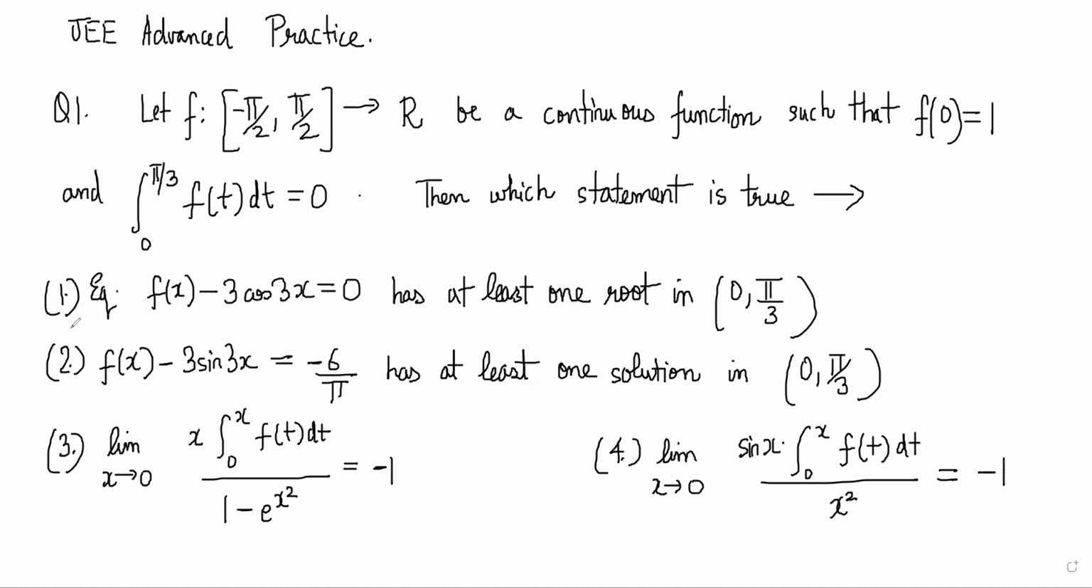Now, if you look at the first two options, it's like saying whether a particular equation has a root or not in a certain interval, right? The equation here is f of x minus 3 cos 3x equals 0, whether it has a root in the interval 0 to pi by 3, or the equation f of x minus 3 sin 3x equals minus 6 by pi. We will tackle these first, and then there are two limit questions which involve an integral of f of t dt and a particular limit. So let's look at this problem one by one, step at a time.